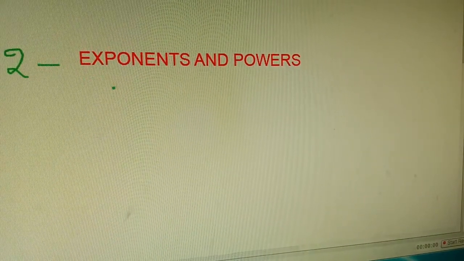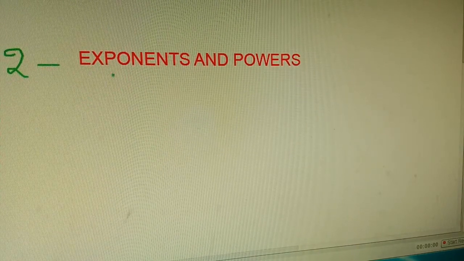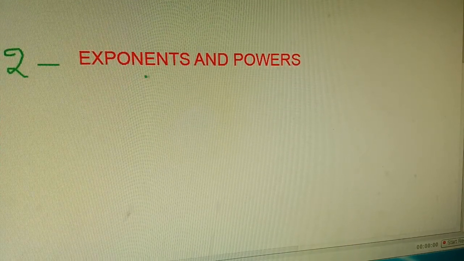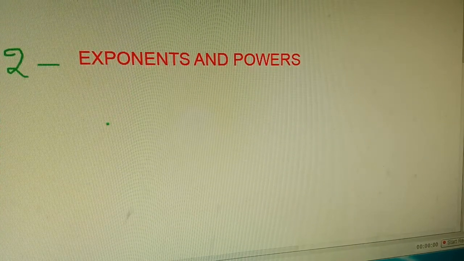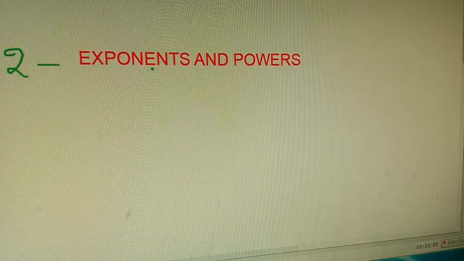Today we will study Chapter 12, Exponents and Powers. What is the use of these exponents? For representing very large numbers or very small numbers, we can use exponents.